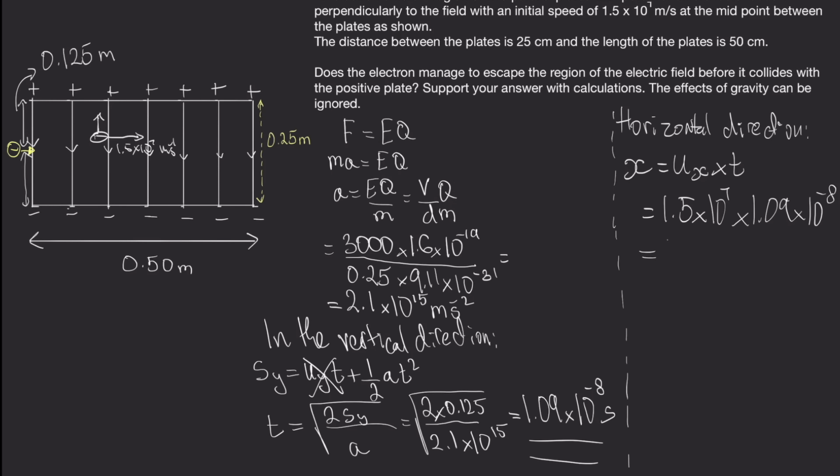And we actually get an answer of 0.1635, let's just call that around 16 centimeters. So the answer is no, the electron will collide with the positive plate only at a distance of 16 centimeters. So the trajectory is going to be quite aggressive. So let's say that 16 centimeters is somewhere here. It's probably going to do something like this.